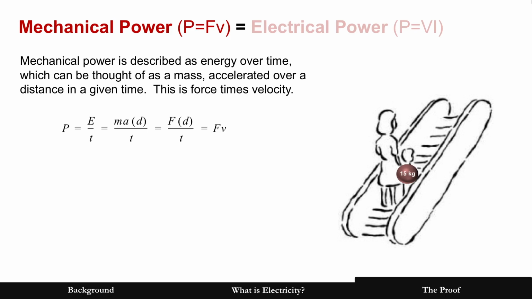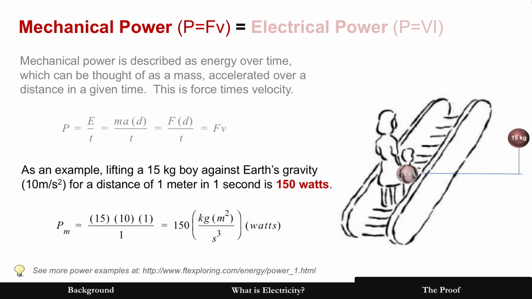Now let's finish this up with mechanical power, right? Mechanical power is described as any energy over time, which can be thought of as a mass accelerated over a distance in a given time. That's the way that I like to think of power. It's much easier to think of mass accelerated over distance at a given time. But what is that? That's really just a force times velocity. It's all one and the same. But I'll give you an example. Lifting a mass of 15 kilograms, that boy there on the escalator, if you want to lift him up against Earth's gravity for a distance of 1 meter in 1 second, that's 150 watts. That's how to do the calculation for mechanical power.